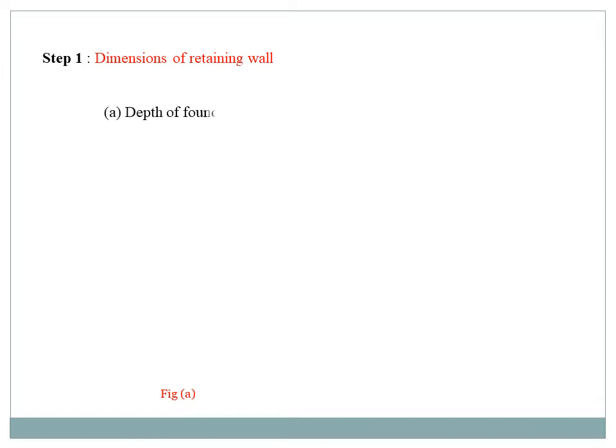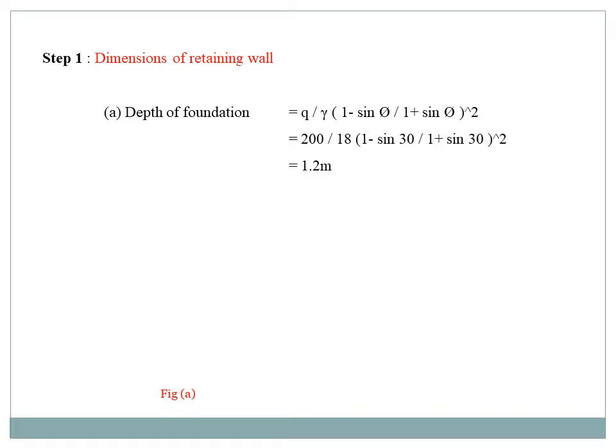Step number 1, dimensions of retaining wall. First we find out the depth of the foundation. It is equal to q divided by gamma into the whole square of (1 minus sin phi) divided by (1 plus sin phi). This is the depth of foundation formula. We know that q is equal to 200, gamma is equal to 18, and phi value is 30 degrees. Apply the values, you get the depth of foundation equal to 1.2 meter. Just mark the values in our diagram. Above ground level we know it is 4 meter, and below ground level is the depth of foundation, 1.2 meter.